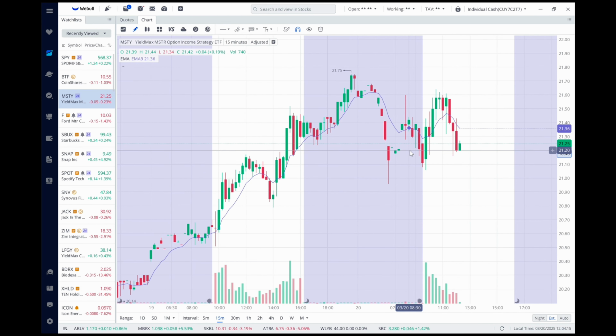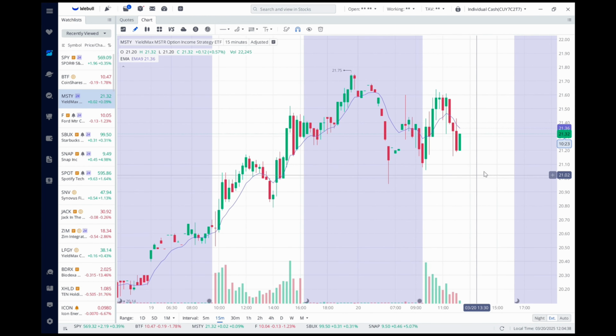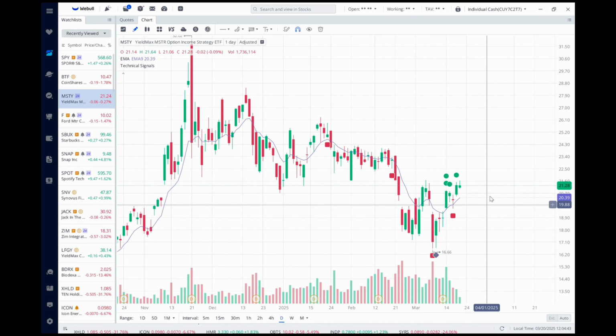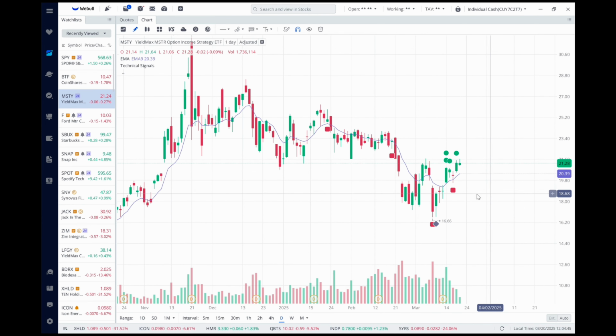MSTY was one that I ended up finding back in the beginning of March, around, I want to say, March 7th. I was doing my research on it, and the actual ex-dividend date was March 13th, so we just had to buy it a little bit before. Let's get to the breakdown. Like I said, I like to check in from the daily first.